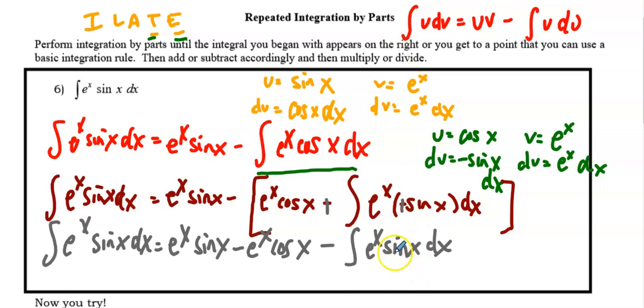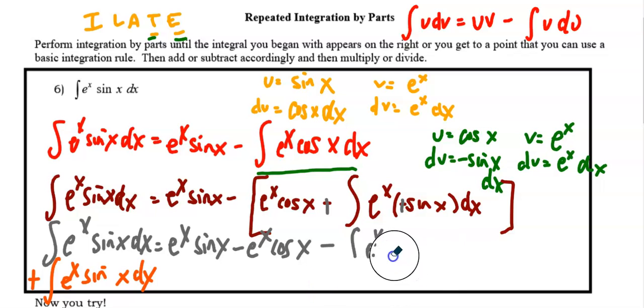Well, we do not. What we can now do is add to both sides. We can add on the right-hand side the integral of e to the x sine x dx, and on the left-hand side, we can add the integral of e to the x sine x dx. So what does that do for us? Well, if I add e to the x sine x from the right, then that's actually going to eliminate this completely.